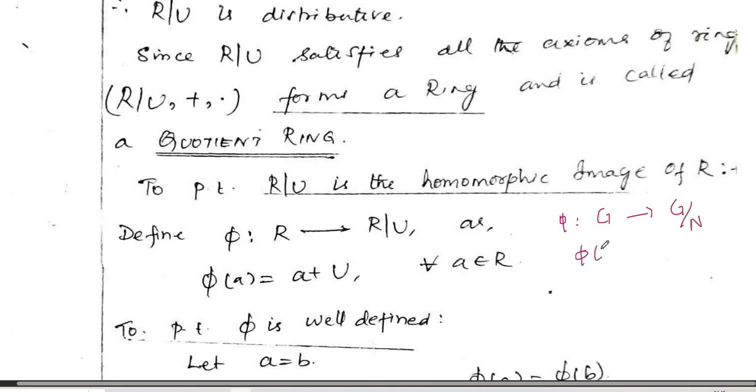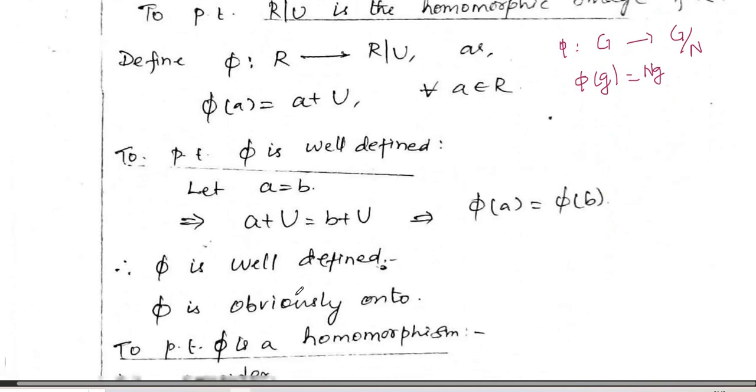There we had phi of G equal to NG, a right coset. So here you have that to be A plus U. And here we don't discuss right coset or left coset, because under addition we have R to be commutative. So R mod U is also commutative. So there is no meaning in saying A plus U and U plus A. We have both of them to be the same.